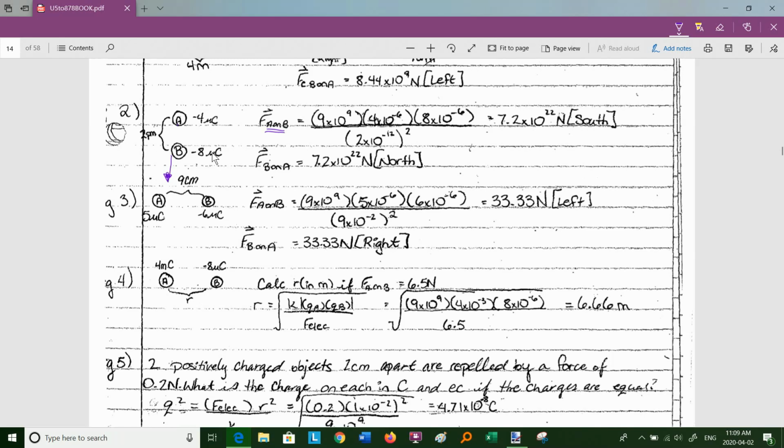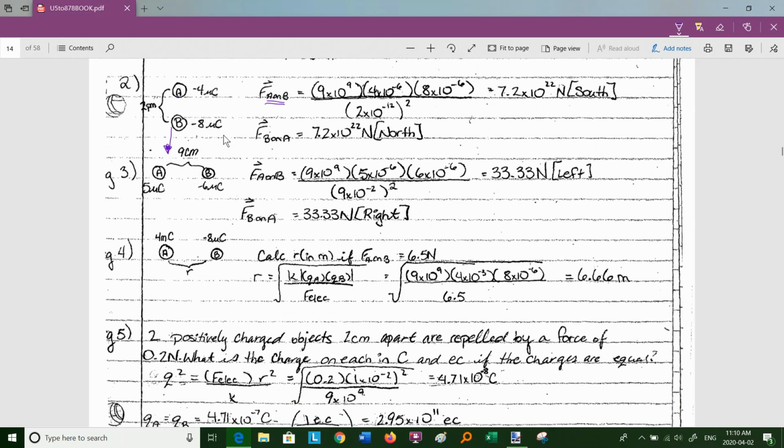4 by 10 to the minus 6 times 8 by 10 to the minus 6, divided by the distance between them, 2 by 10 to the minus 12, squared. And I get 7.2 by 10 to the 22nd newtons directed to the south. As you can imagine, the force of B on A is going to be the same magnitude, opposite direction. So 7.2 by 10 to the 22nd newtons directed to the north. True north.